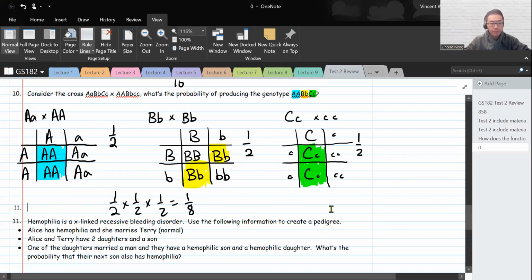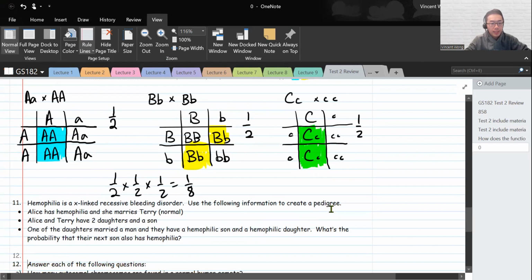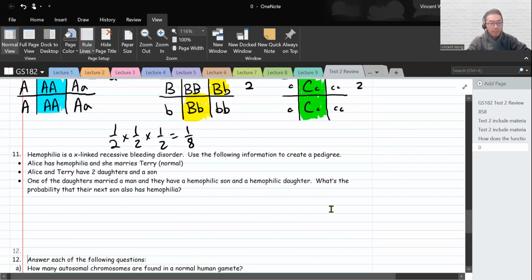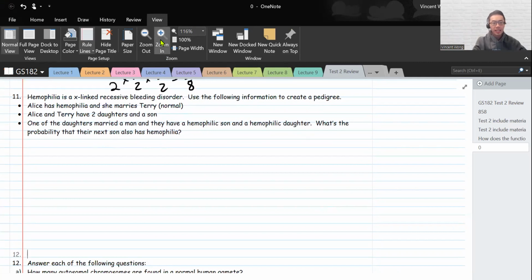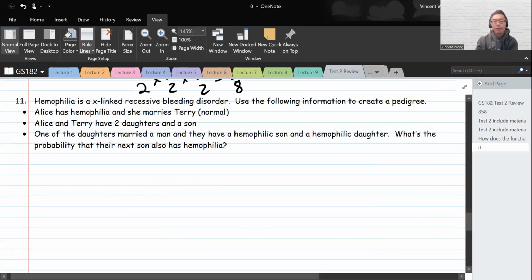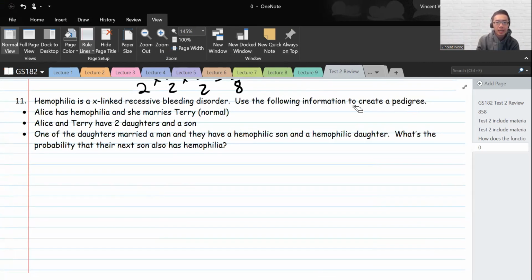All right. Next, hemophilia is an X-linked recessive bleeding disorder. Use the following information to create a pedigree.